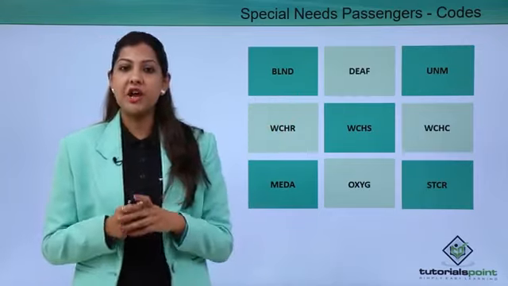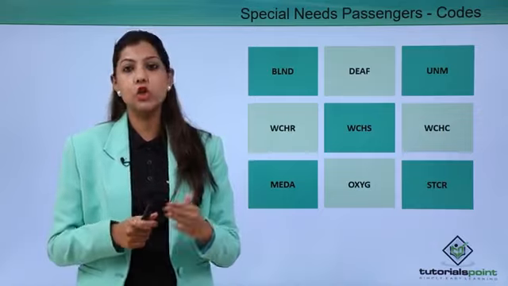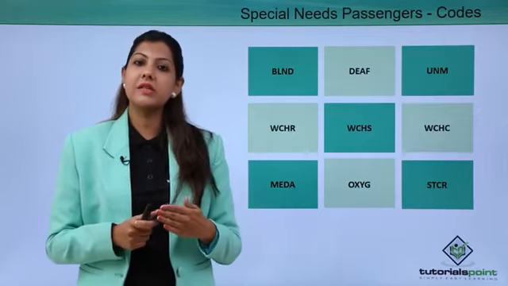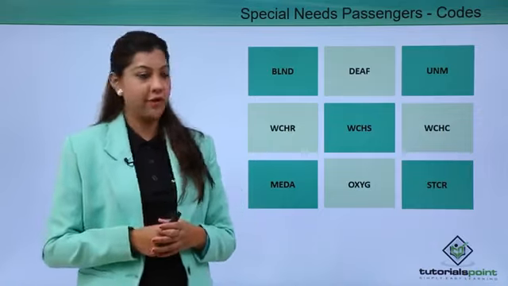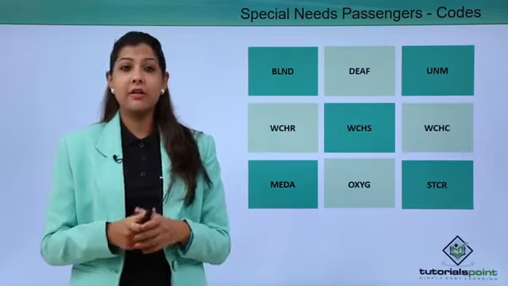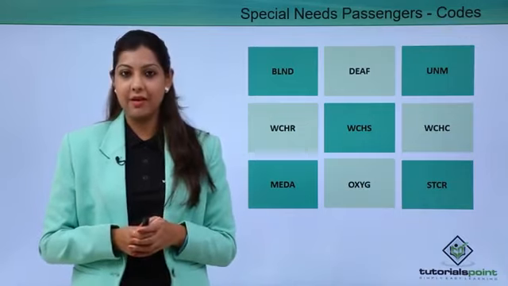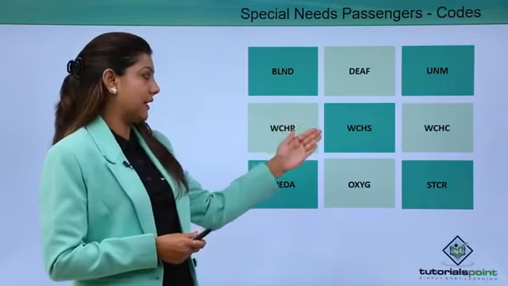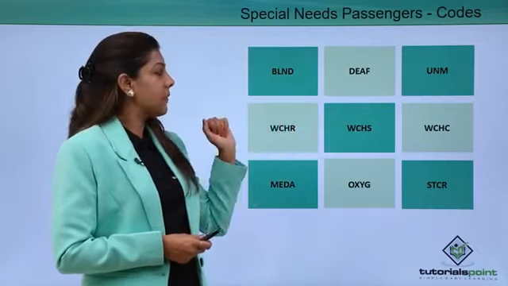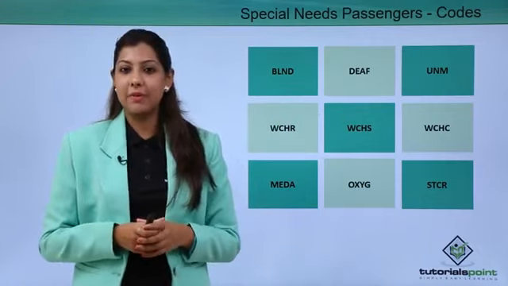WCHR is wheelchair ramp. Wheelchair ramp means those people who come on the wheelchair till the ramp, meaning not inside the cabin but only till the ramp or the steps of the aircraft. WCHS is wheelchair service, meaning they actually come inside the cabin area also, and that is why they are known as wheelchair service. WCHC is wheelchair inside the cabin area.